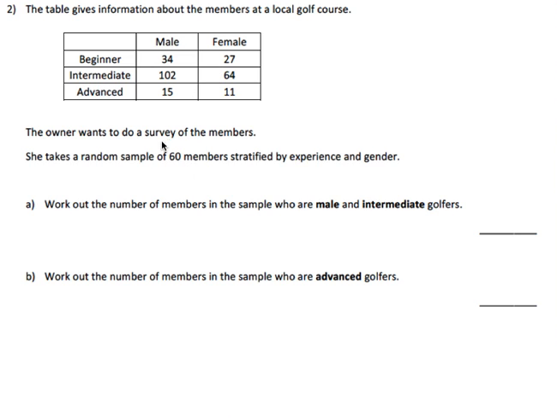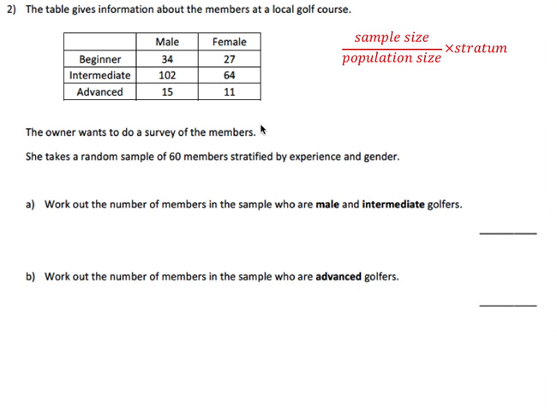So in other words, the biggest proportion of our sample should be male intermediate golfers. The smallest proportion in our sample should be female advanced golfers. So there are two formulae you can remember to help you with stratified sampling. First one, this will help us work out stratified sample sizes.